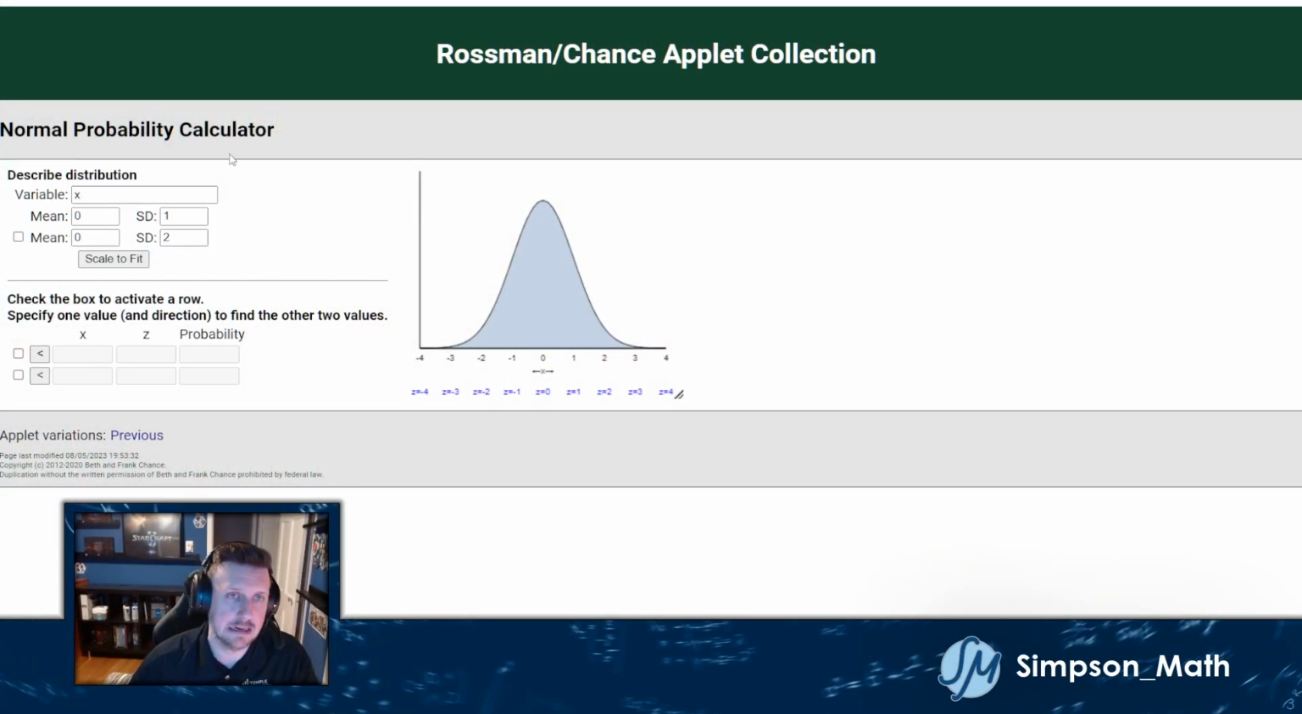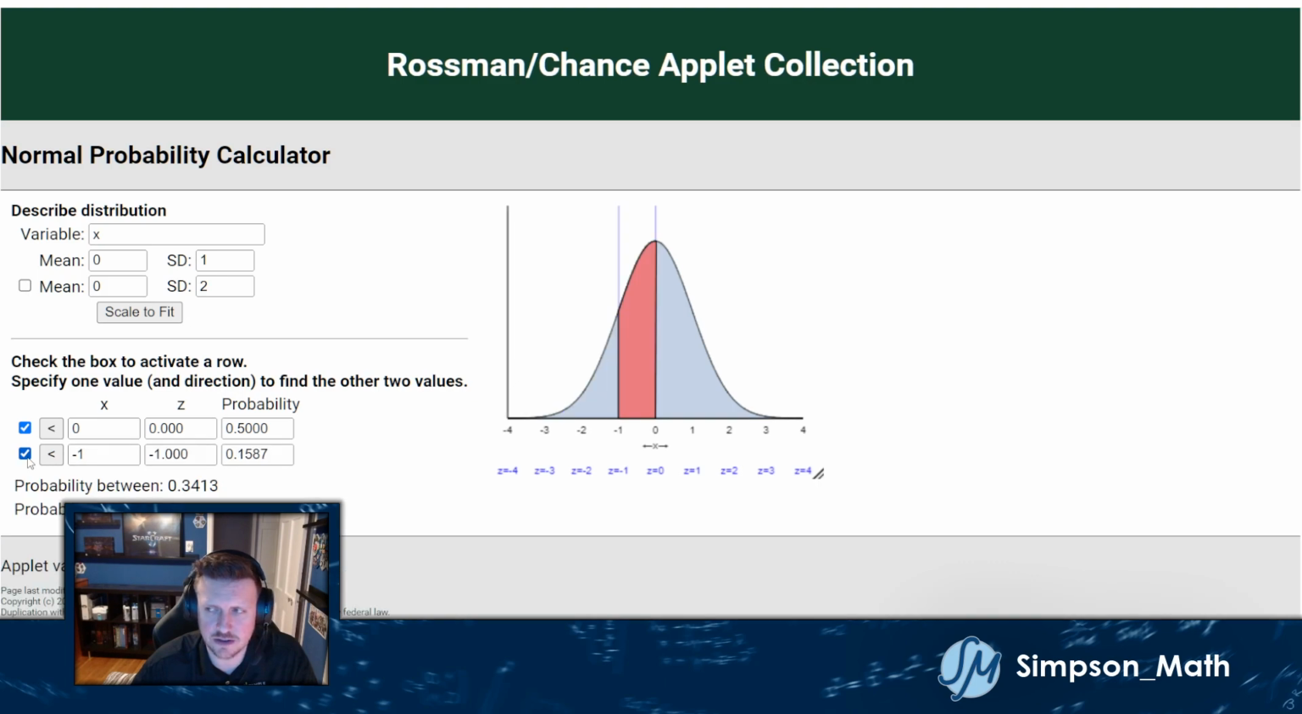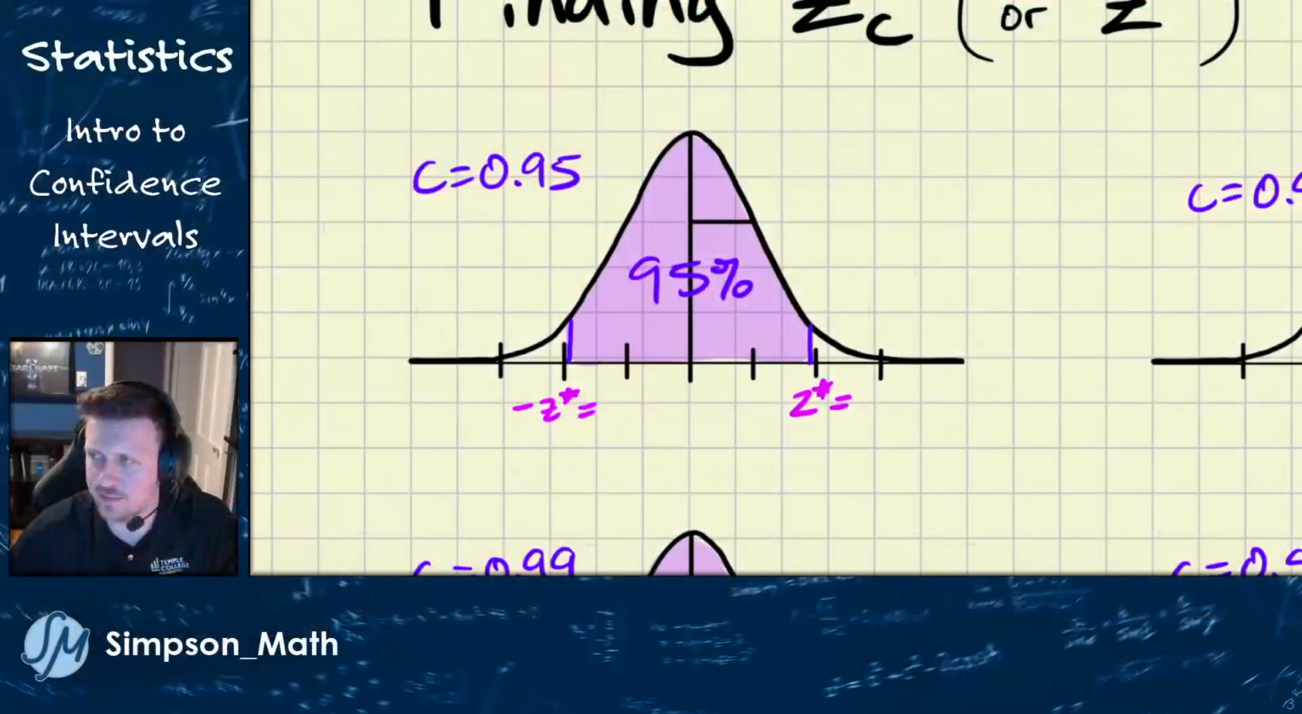I'm going to pop on over to our normal probability calculator, the Rossman Chance applet, and make it a little bit bigger. I could change this to z, because I'm just dealing with z's, but it doesn't really matter, so I'll leave it at x. Since I'm dealing with z's, I'm going to leave my mean at 0 and standard deviation at 1, because this is the standard normal distribution. Then I need to deal with these boxes here, but I'm going to go back to my picture because I need to process what's going on here. I need to know what to put in.